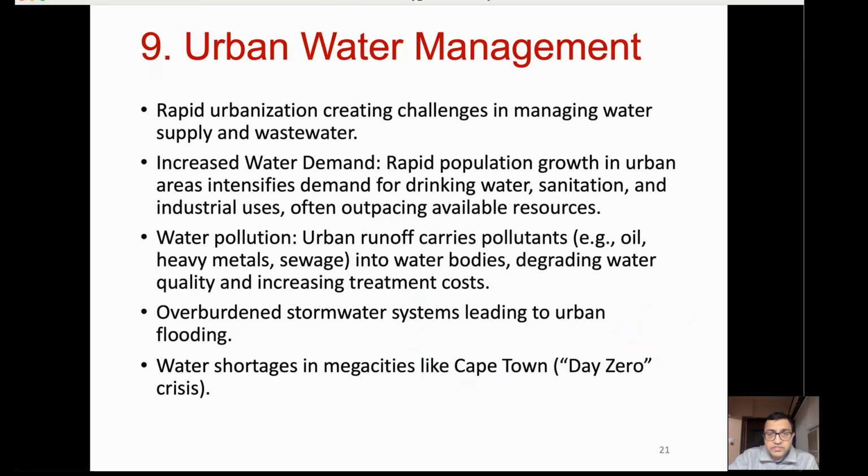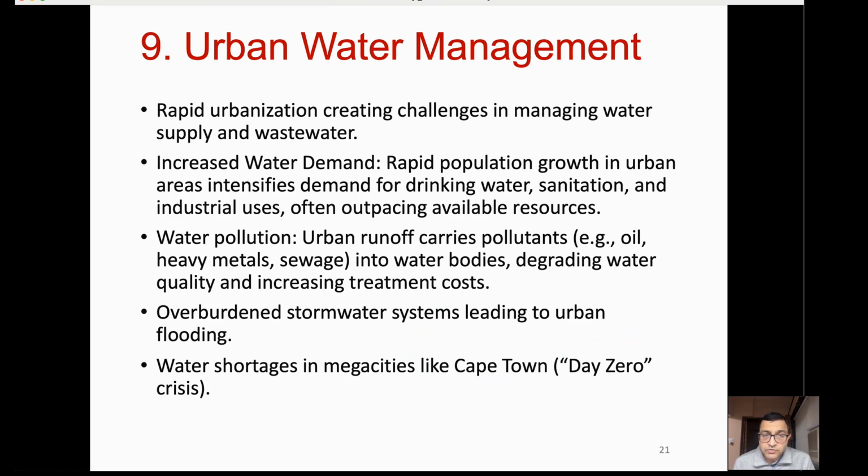Okay, urban water management. Talking of this, as more and more people move into urban regions globally, that creates challenges in managing water supply and wastewater in these densely populated regions. It leads to increased water demand, water pollution, and overburdened stormwater systems.